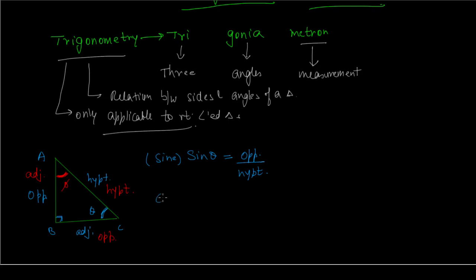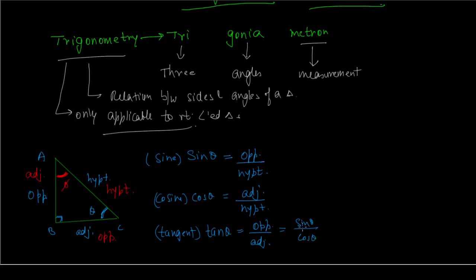Next is the cosine function. Cosine function short is cos theta. Cos theta is equal to the adjacent side by the hypotenuse. So that's the cosine function, adjacent side by hypotenuse. And finally, we have the tangent function, short is tan theta, which is opposite by adjacent. It is also written as sine theta by cos theta, because obviously sine theta is opposite by hypotenuse, cos theta is adjacent by hypotenuse, hypotenuse cancels, opposite by adjacent, right?